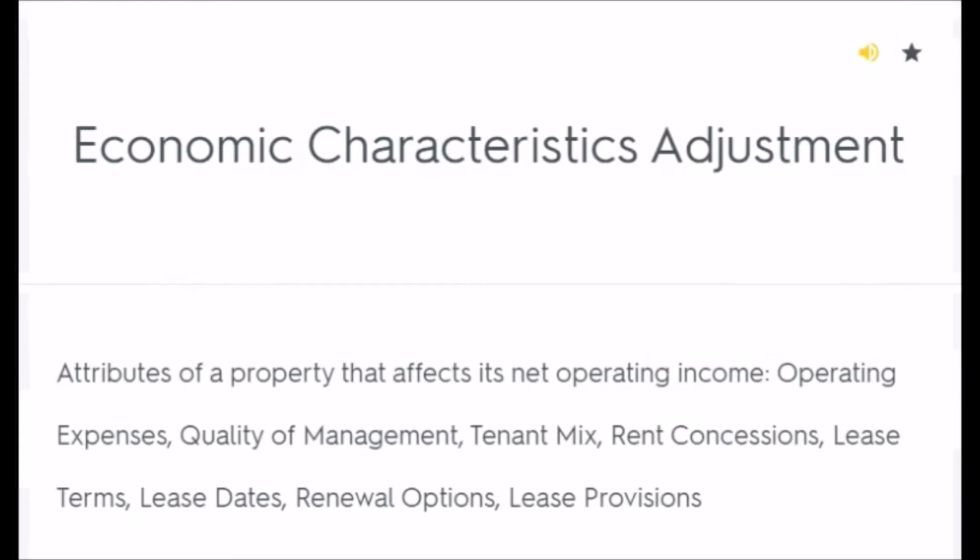Economic characteristics adjustment. Attributes of a property that affect its net operating income, operating expenses, quality of management, tenant mix, rent concessions, lease terms, lease dates, renewal options, lease provisions.